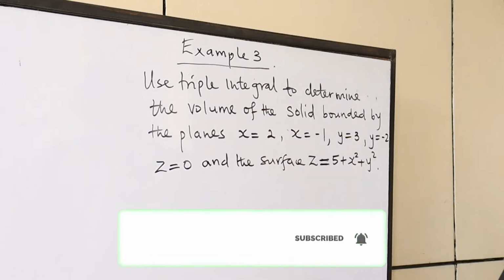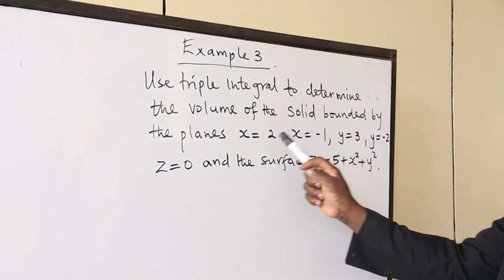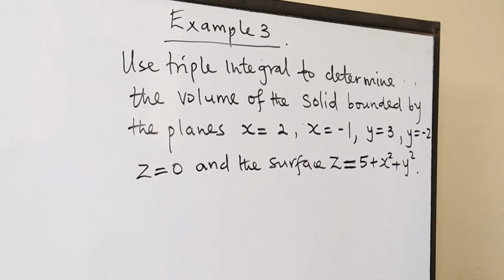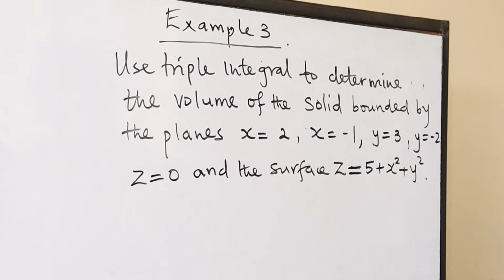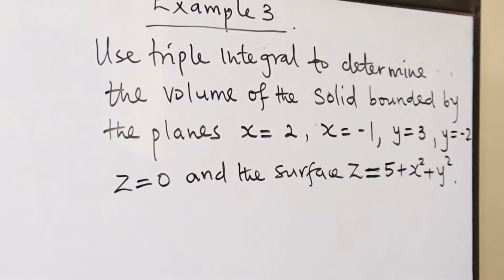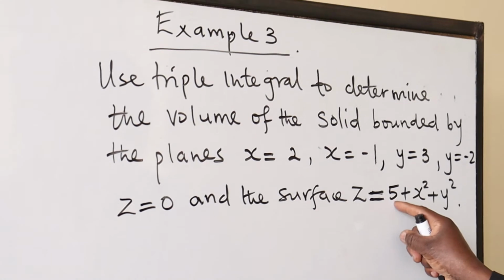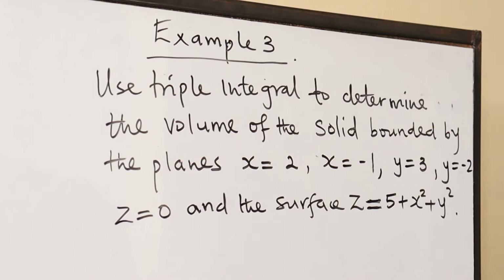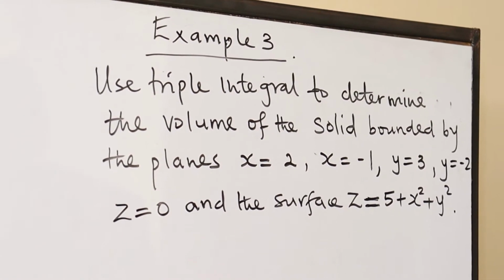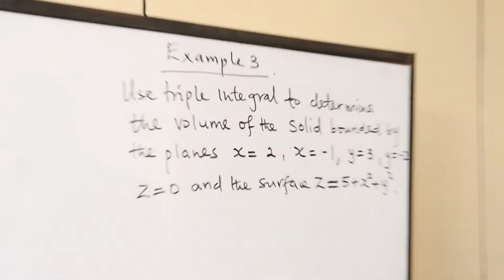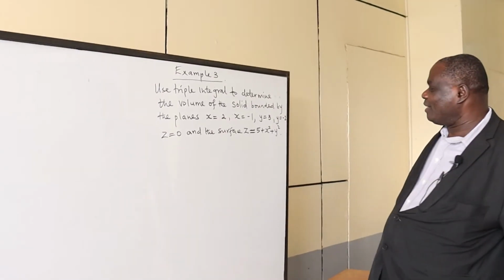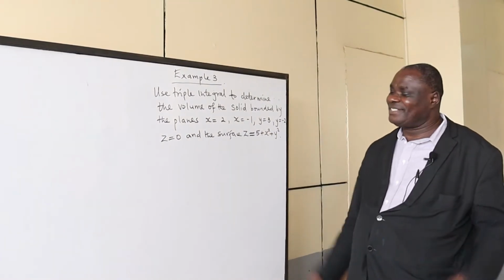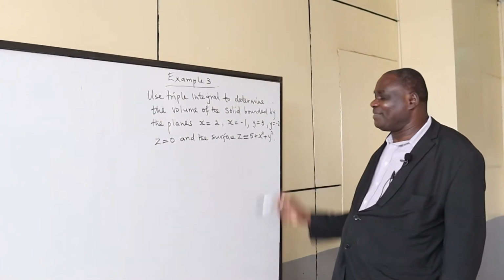So use a triple integral to determine the volume of the solid bounded by the planes x is equal to 2, x is equal to 1, y is equal to 3, y is equal to minus 2, z is equal to 0, and the surface z is equal to 5 plus x squared plus y squared. Now, whatever we have is a solid bounded by all those planes. So these five are straight planes, and this is the only curved surface.